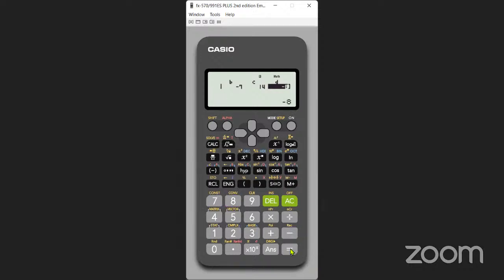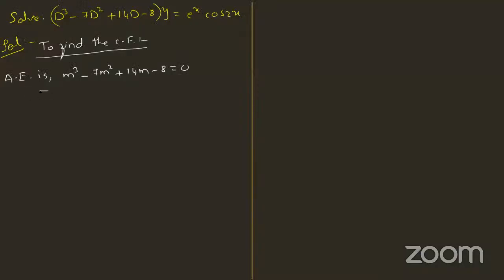So if you click on the equal to button again, the first root you have is 4. Then the next root is 2, x2 is 2. And the third root is 1. So 4, 2, 1 are the roots. Okay, let's proceed back. So this implies we can write m equals 4, m equals 2, and m equals 1. So this is using the calculator.